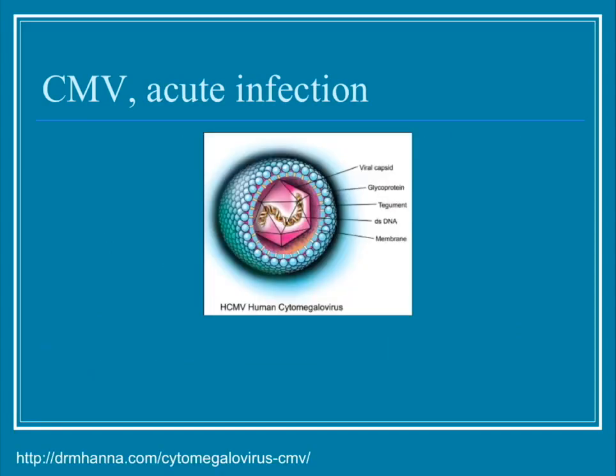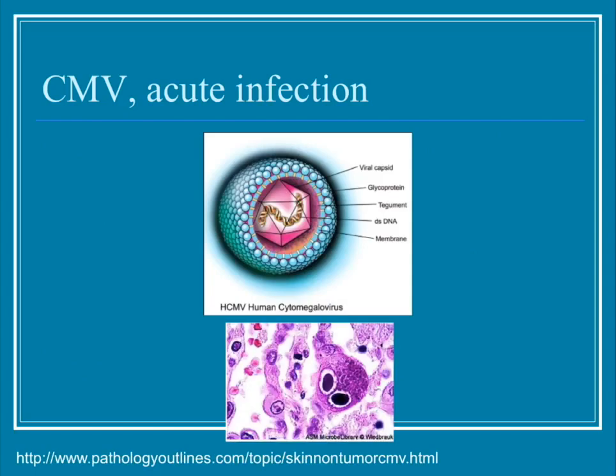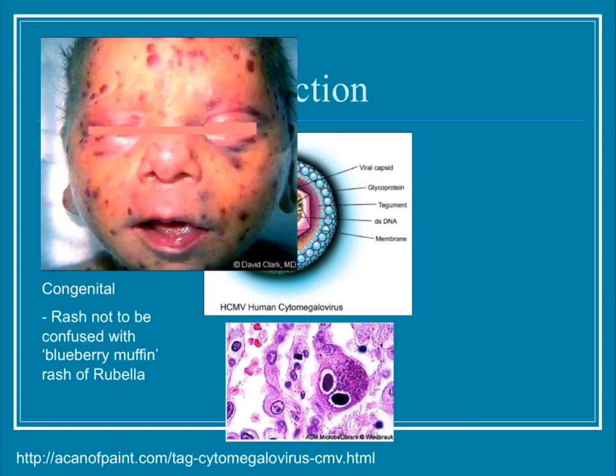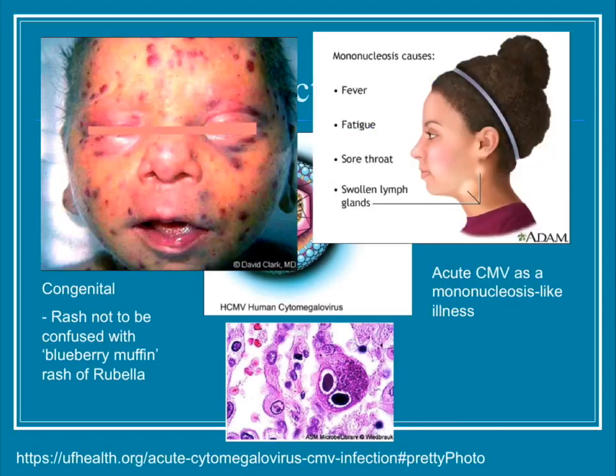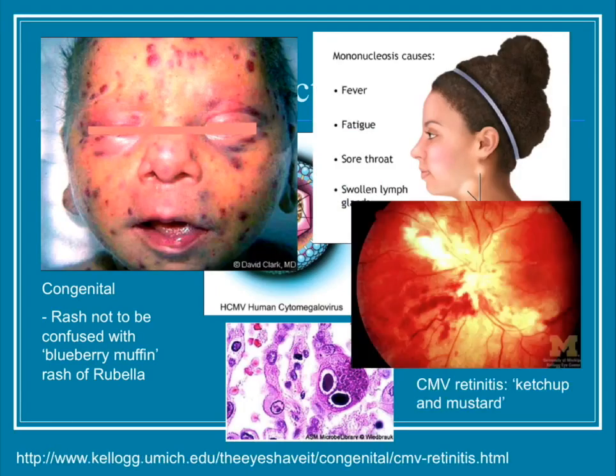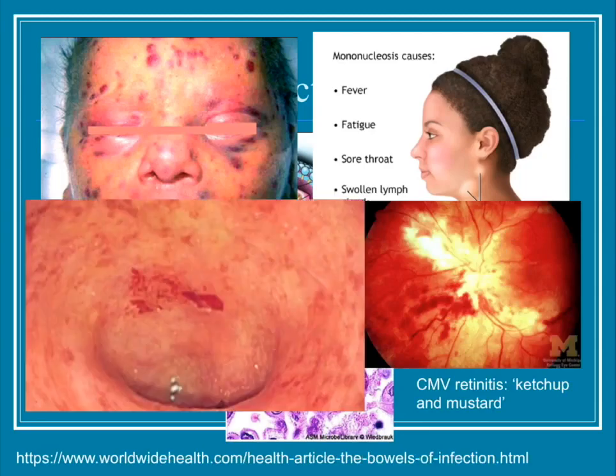This is just a neat graphic talking about the viral capsid. This is always what we look for when we do a biopsy. We ask, are there owl's eyes? Understand that this is congenital CMV rash, that it presents as a mononucleosis-like infection, just like acute HIV for that fact. My favorite, ketchup and mustard type of graphic, and this is an ulceration that theoretically is CMV related.